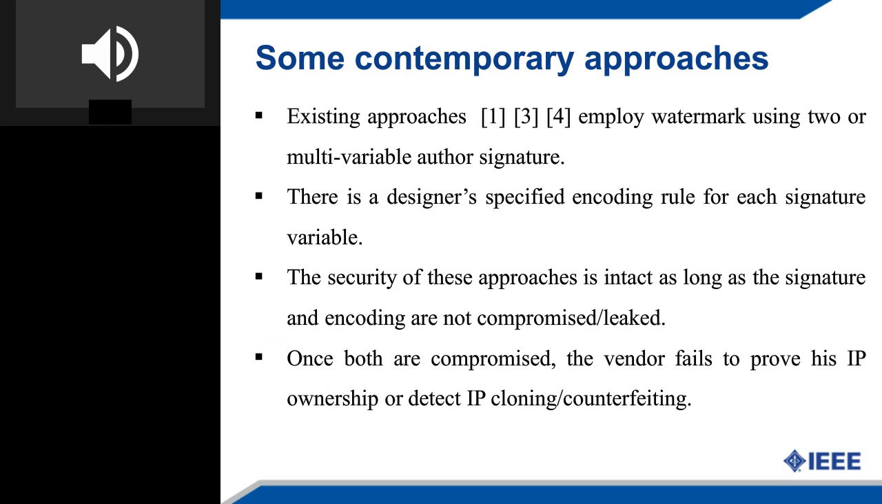Some of the contemporary approaches that have been worked on by different researchers across the globe would be, for example, employing watermarking using single or multivariable signatures. There are designer-specified encoding rules for each signature variable that needs to be converted into its respective signature constraints that get implanted into the device. The security of these approaches is intact as long as the signature and encoding are not compromised or leaked by an attacker. That's a very important point. But once both are compromised, the vendor fails to prove his or her IP ownership and detect the IP cloning or counterfeiting process.